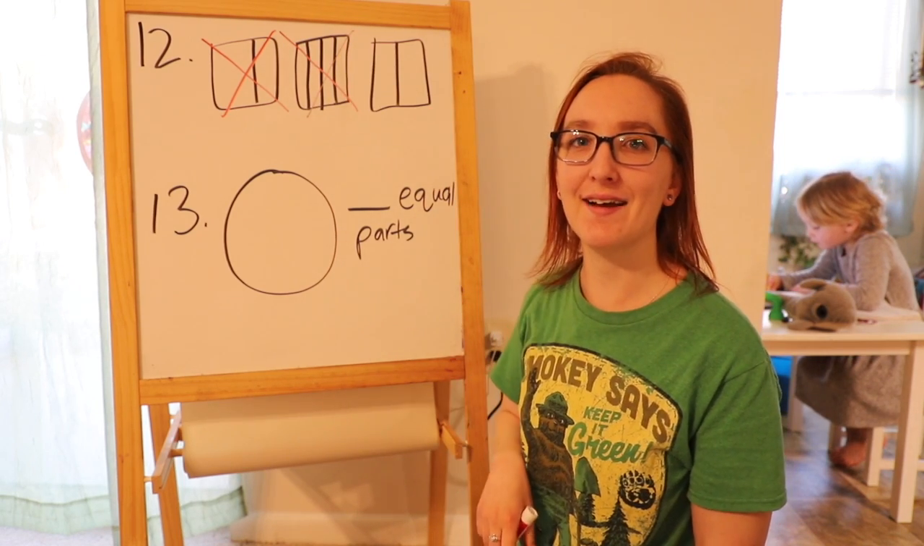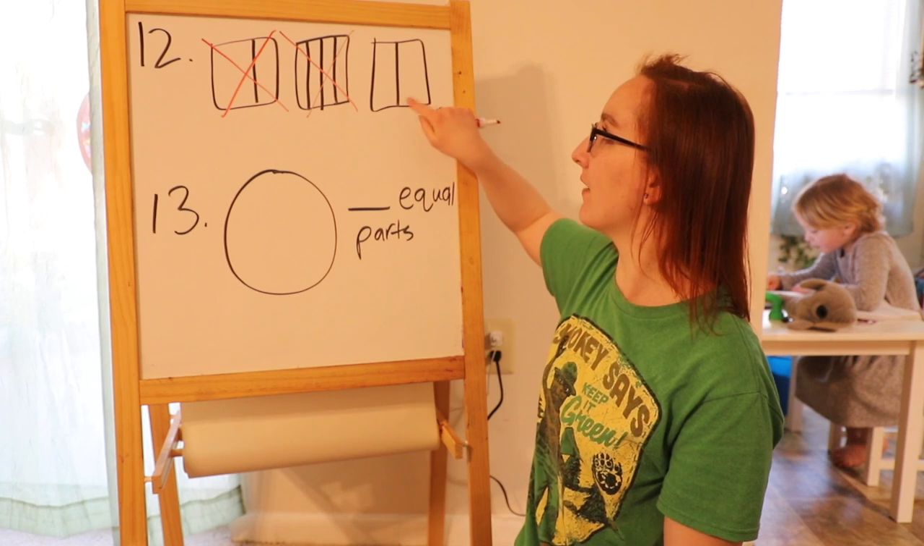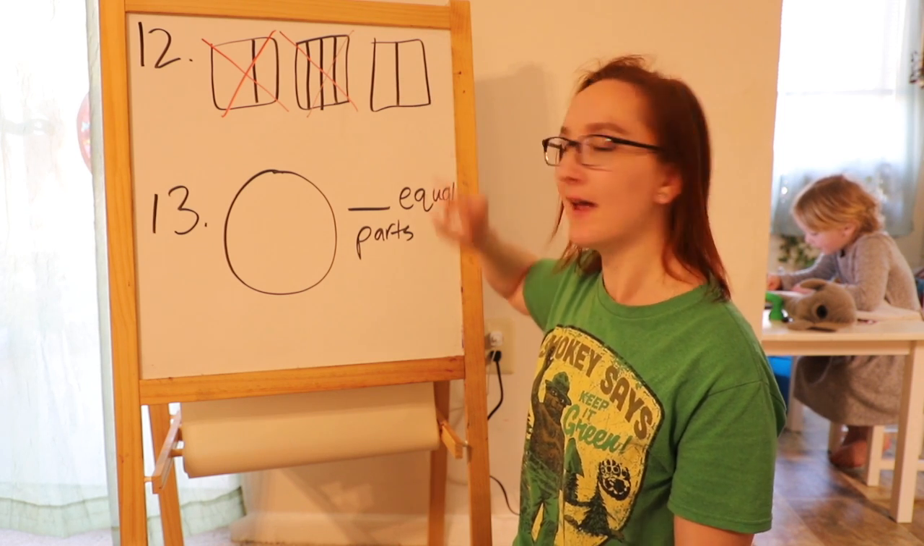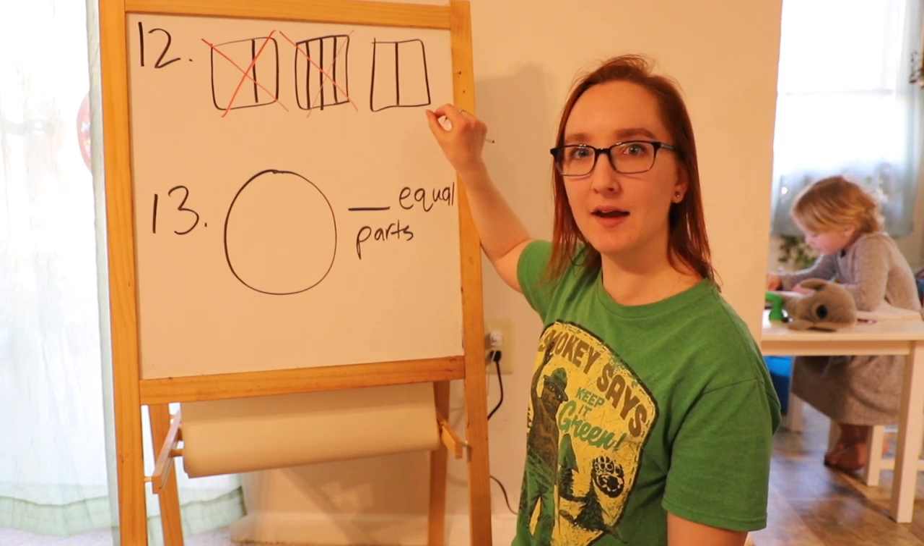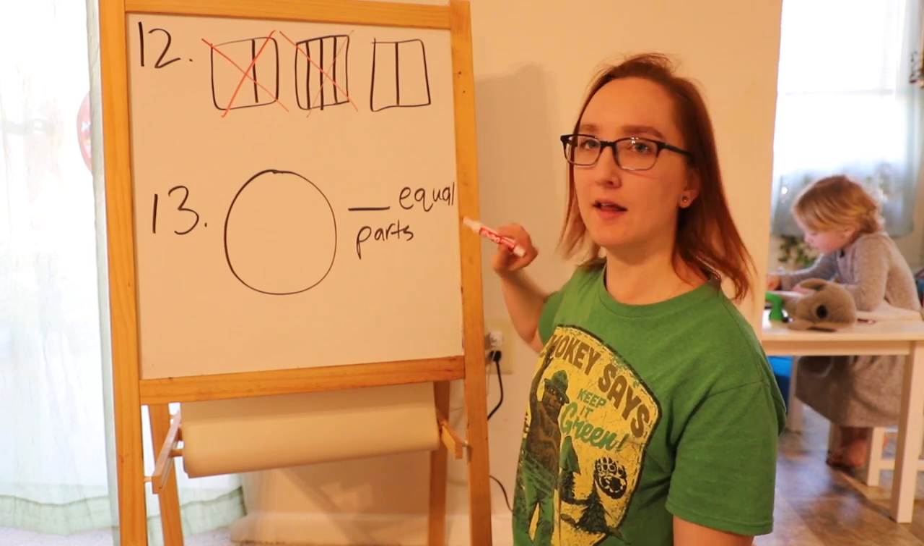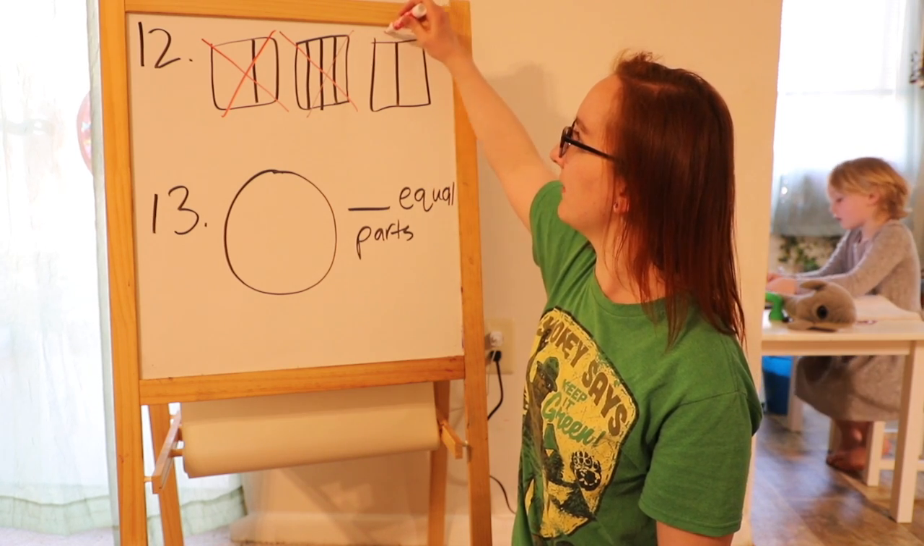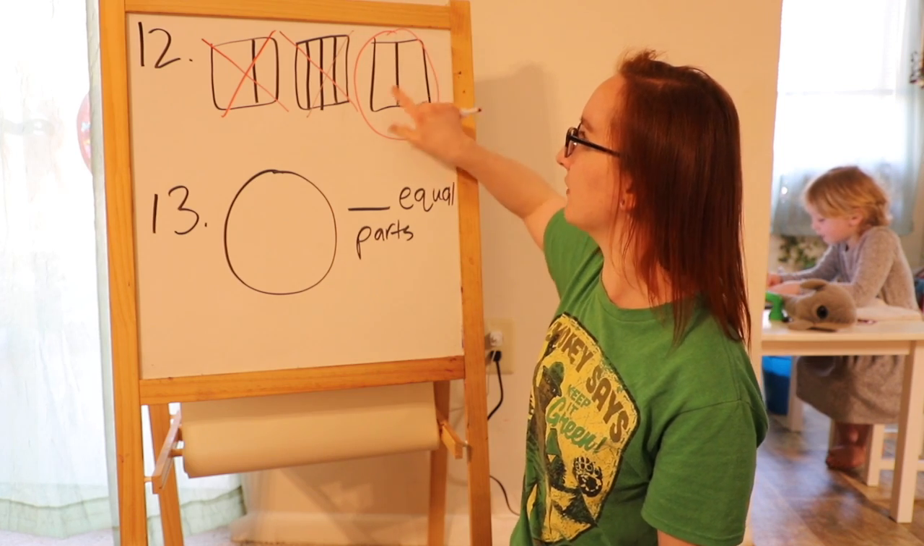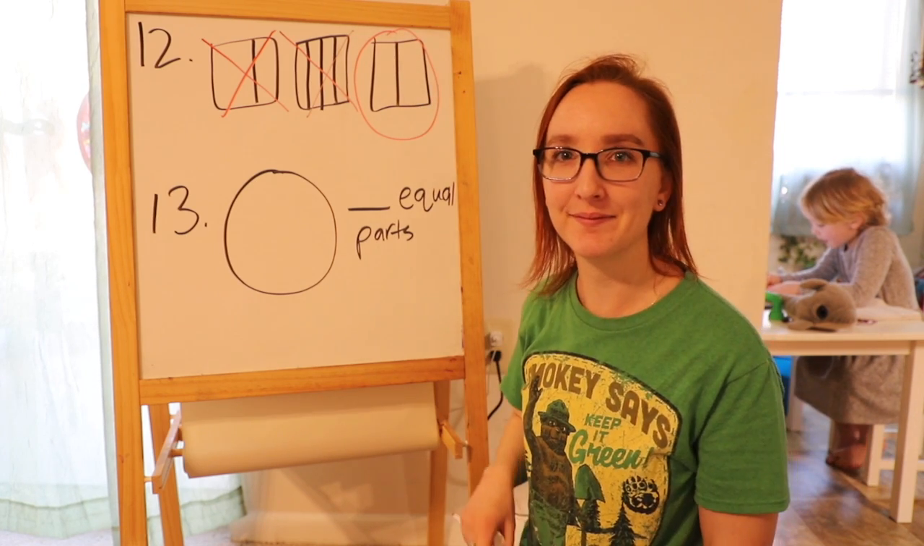Alright, let's look at our last one. We have 1, 2 parts. They look like they're about the same size. I think that we found Jasmine's sandwich. This one looks like it's cut into 2 equal parts for Jasmine.